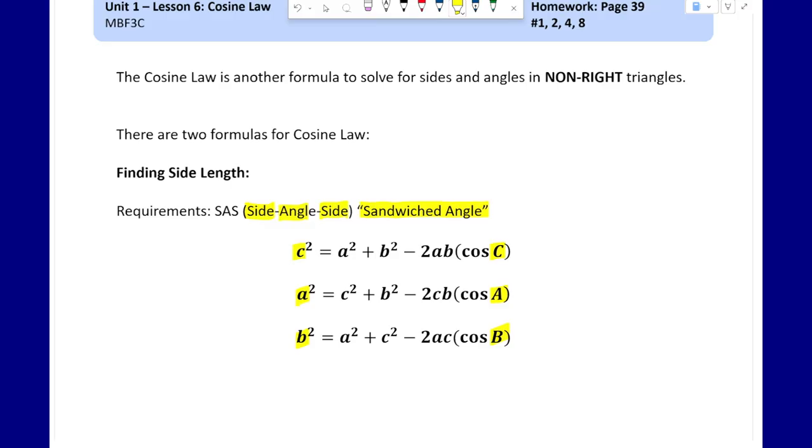Now you can use only one of these formulas and just label your triangle appropriately. If you use this one, you can relabel your triangle so that you're always finding side C. But if not, then you have your three different versions there to look at.